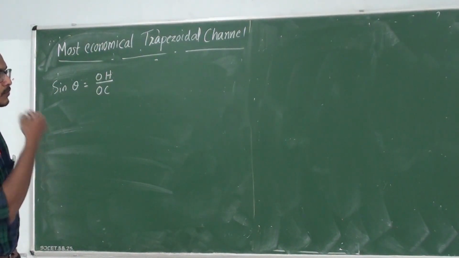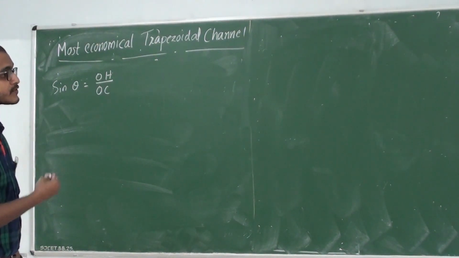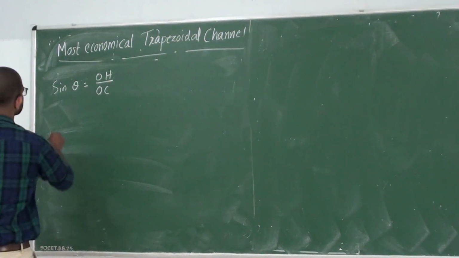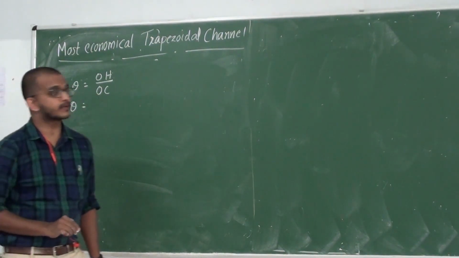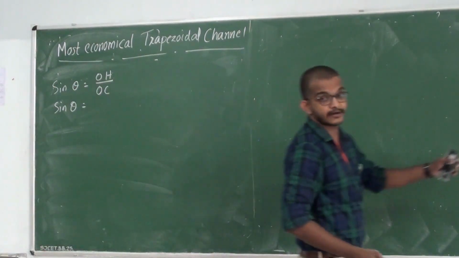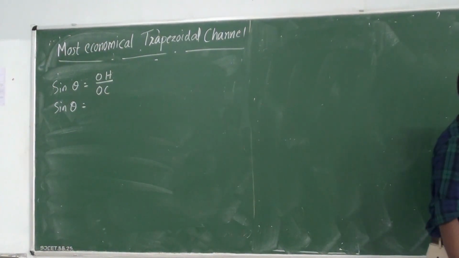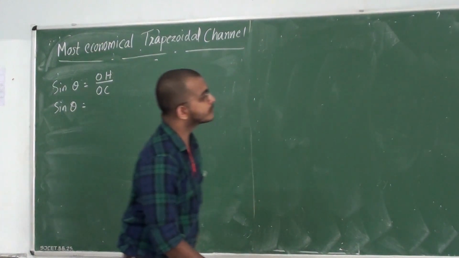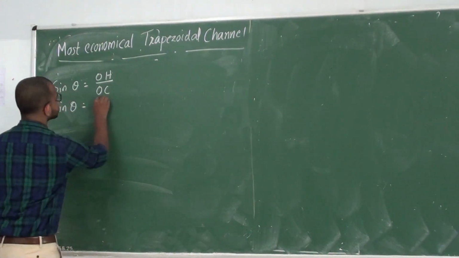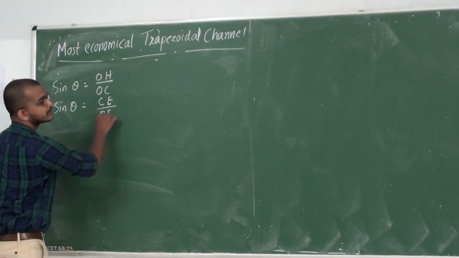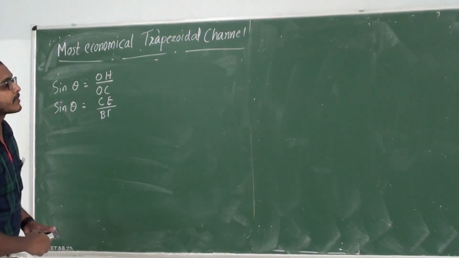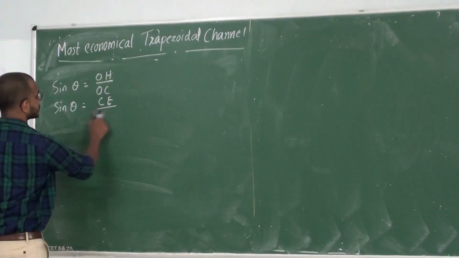Sin theta is equal to OH by OC. Also, sin theta is equal to, what is sin theta from this triangle? From this triangle, sin theta is equal to C by B. Sin theta is equal to C divided by CB.